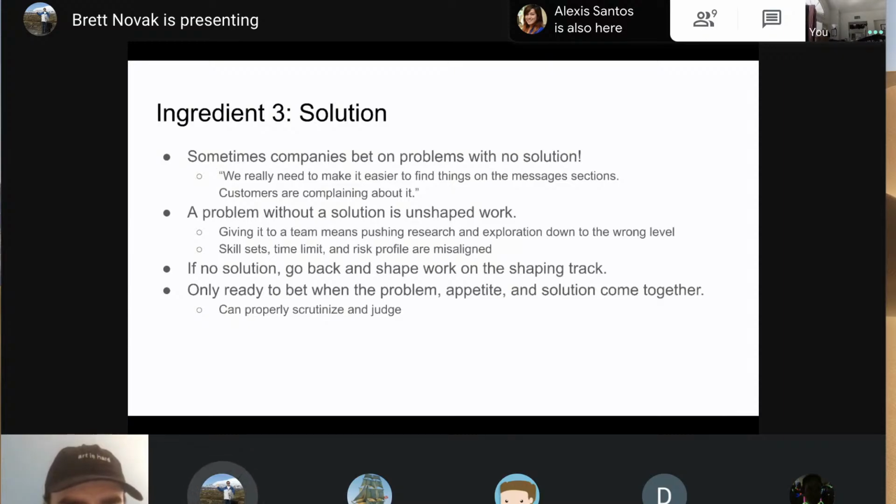All right, ingredient 3, solution, the main part of it, I guess. Sometimes companies bet on problems with no solution. We really need to make it easier to find things on the messages section. Customers are complaining about it.